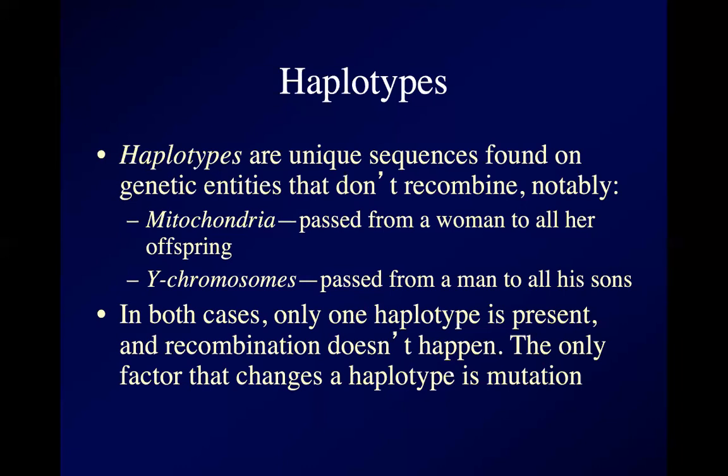And if you have kids, what you will pass on to them is a copy of chromosome number 1 that is a cut and paste job of your mom's chromosome 1 and your dad's chromosome 1. So every chromosome that you pass on is a cut and paste of your two copies. That doesn't happen with mitochondrial DNA, and it doesn't happen with Y chromosome DNA. The only thing that changes a haplotype is mutation.